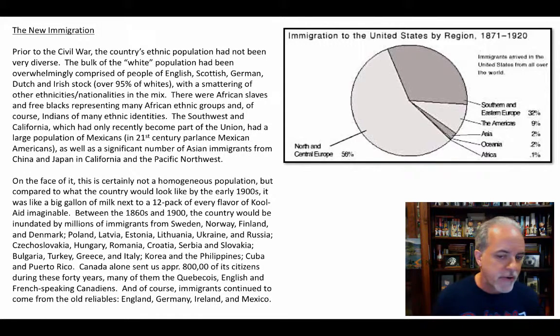Between the 1860s and 1900, the country would be inundated, flooded, overwhelmed by millions of immigrants from Sweden, Norway, Finland, and Denmark, Poland, Latvia, Estonia, Lithuania, Ukraine, and Russia, Czechoslovakia, Hungary, Romania, Croatia, Serbia, and Slovakia, Bulgaria, Turkey, Greece, and Italy, Korea and the Philippines, Cuba, and Puerto Rico. Canada alone sent us approximately 800,000 of its citizens during these 40 years. Many of them the Quebecois, English and French-speaking Canadians. And of course, immigrants continued to come from the old reliables. Jolly good England, Germany, Ireland, and Mexico.